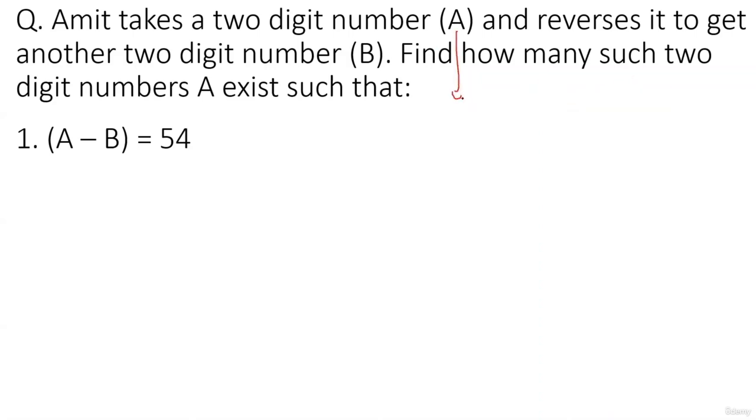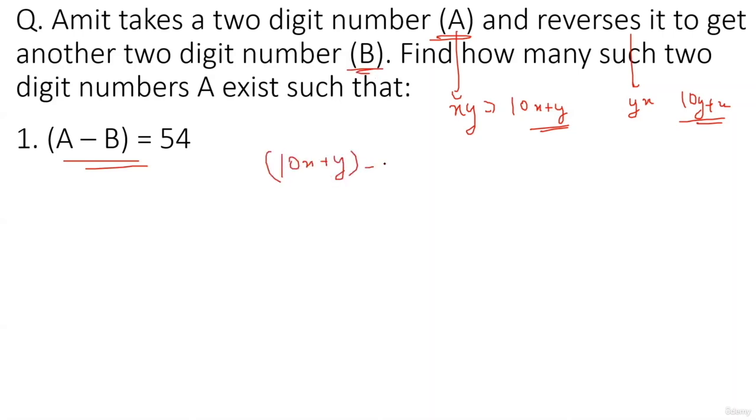So if you take any random two-digit number, let's say it is in the form xy, इसकी value will be simply given as 10x plus y, and when you reverse it, it will look like yx, and the value will be 10y plus x. Now the question says difference of A and B. A is the original number, B is the reversed number. The difference of these two is 54. This is the first part of the question, right?